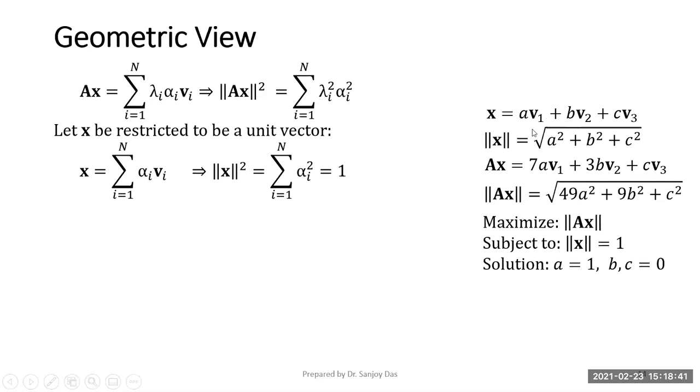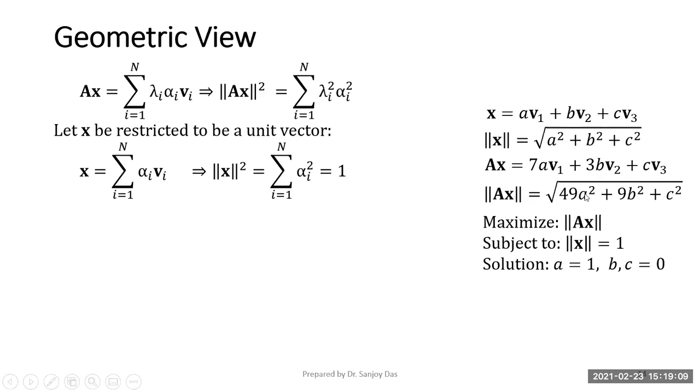In other words, this a squared plus b squared plus c squared should be equal to 1. And I want to pick a, b, c such that 49a squared plus 9b squared plus c squared is maximum. You see the coefficient here is 49, right? If I let a equals 1 and b and c equal 0, it satisfies a squared plus b squared plus c squared equals 1, right?